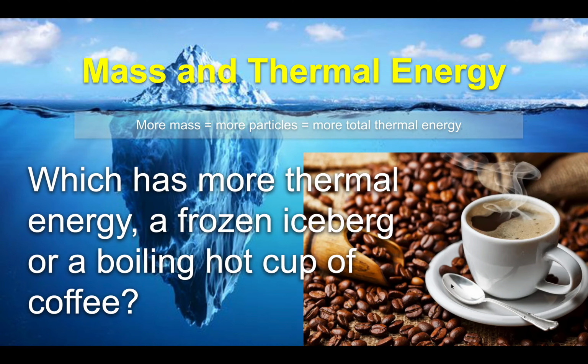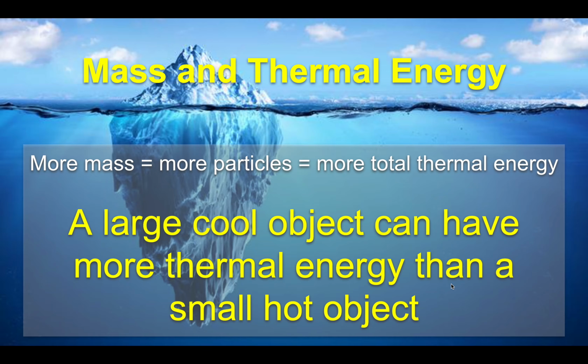So here we have this massive iceberg that's frozen, and we have a boiling hot cup of coffee. Which is going to have more thermal energy? Well, really it just depends on the relationship, the ratio between how much mass and the temperature. So in this case, probably that iceberg is going to have quite a bit more thermal energy because there's just so much more matter there, so much more mass, a lot more particles that are moving. So a large cool object can have more thermal energy than a small hot object.